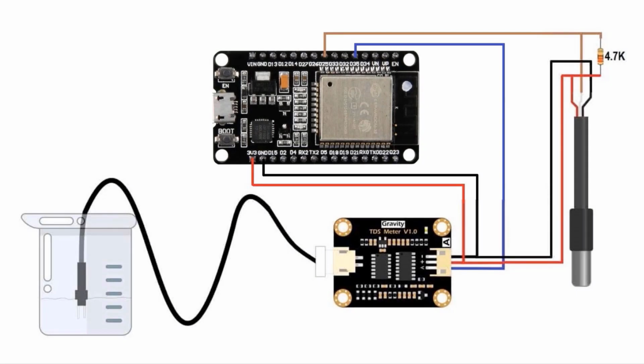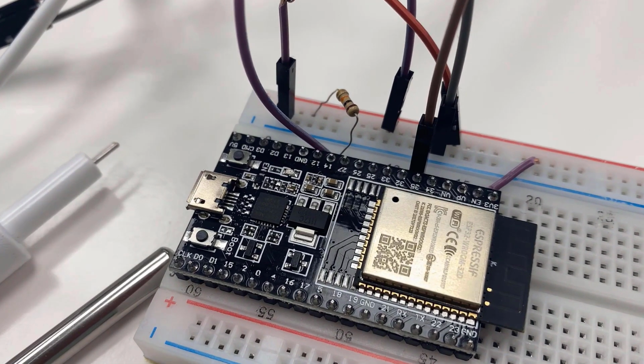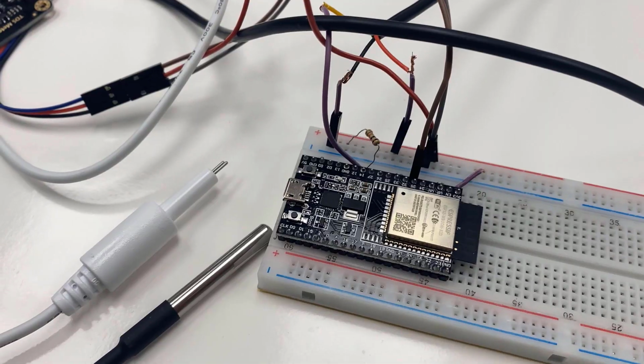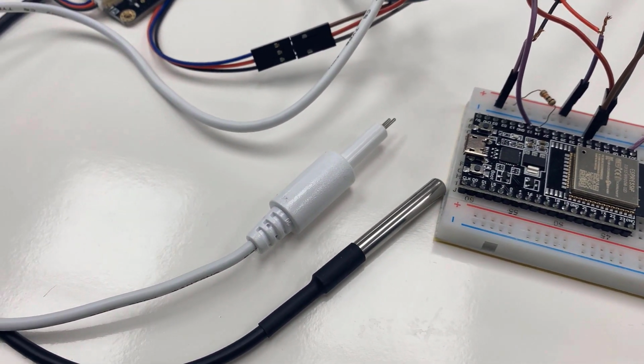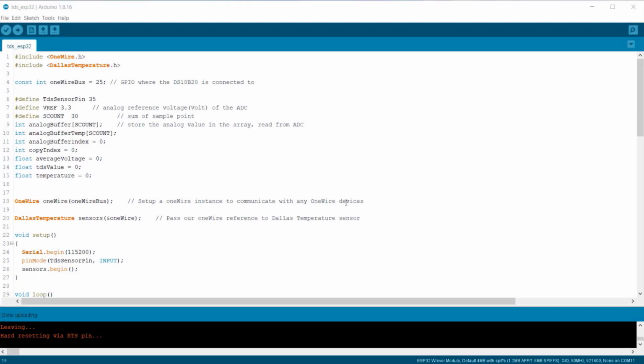This is a simple connection diagram with the ESP32 controller. The TDS sensor is connected to GPIO35 of ESP32 and the temperature sensor is connected to GPIO25 of ESP32. I used a breadboard connection for the testing, and this is my breadboard assembly with ESP32, TDS sensor and temperature sensor. Let's move to the code part now.